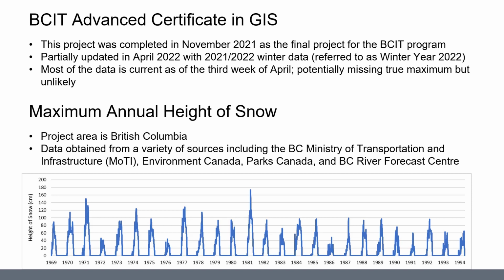for this project. The project area is confined to British Columbia and uses the maximum height of snow data for any station that was readily available. The majority of the data comes from the BC Ministry of Transportation and Infrastructure, Environment Canada, Parks Canada, and the BC River Forecast Centre. And the graph on the bottom just shows an example of the type of data we're using here.